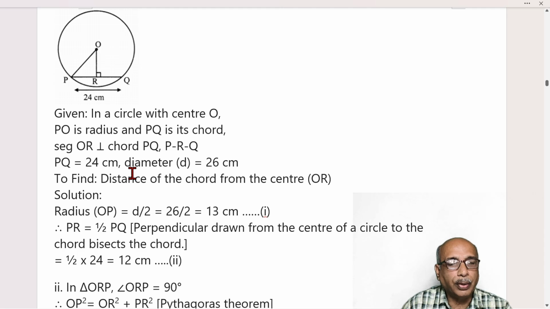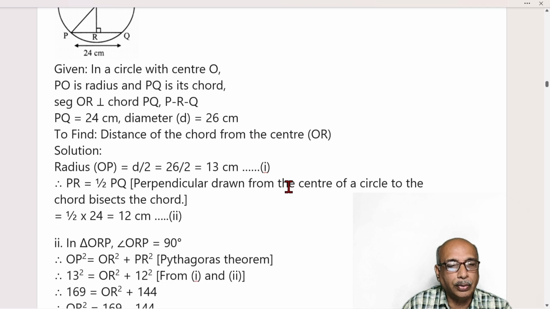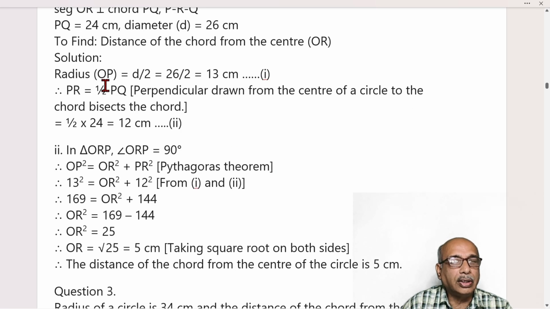PQ equals 24 cm. Diameter is given as 26 cm. To find the distance of the chord from the center, OR. So radius equals OP equals diameter upon 2 equals 26 upon 2 equals 13 cm. PR equals half of PQ. Perpendicular drawn from the center of a circle to the chord bisects the chord. So half of 24 is 12 cm.